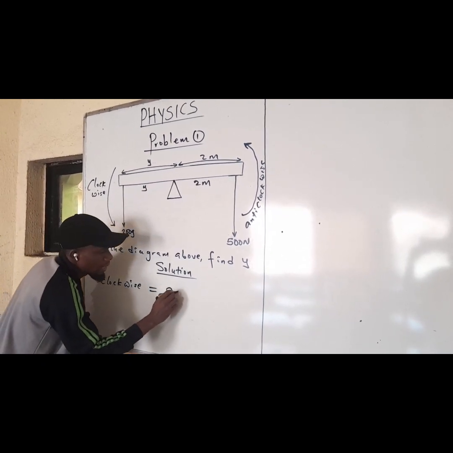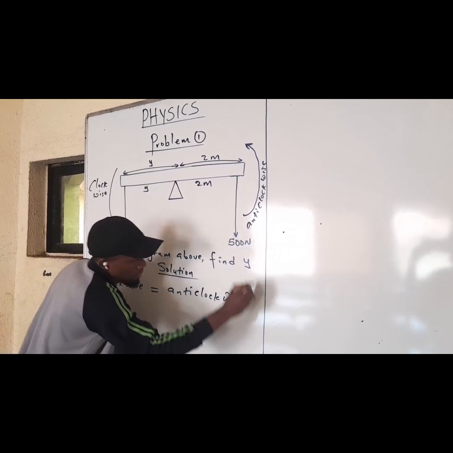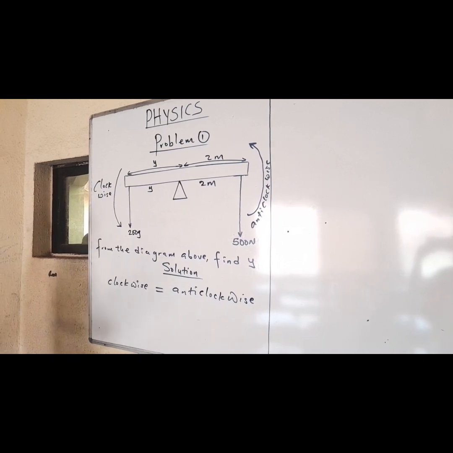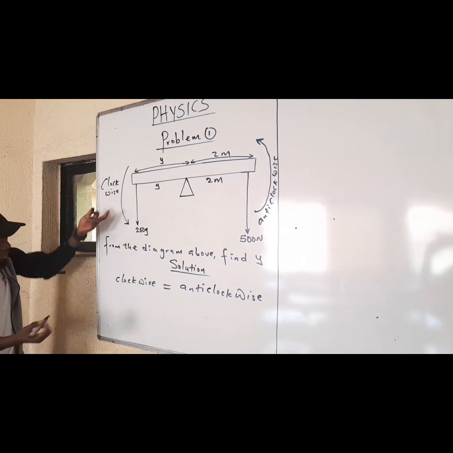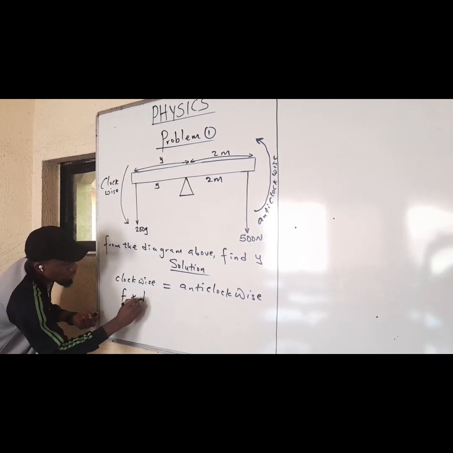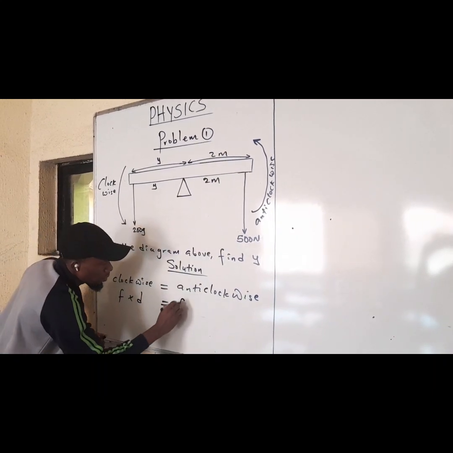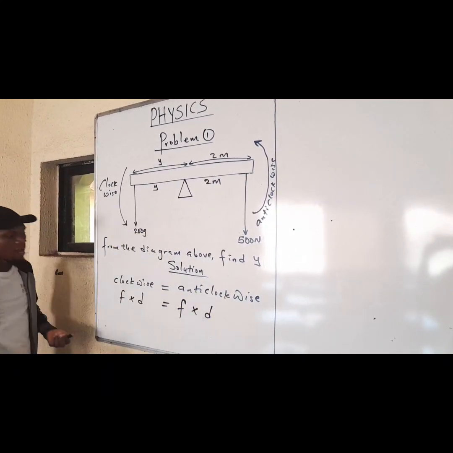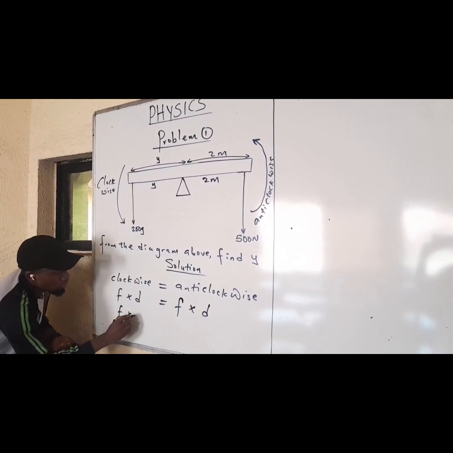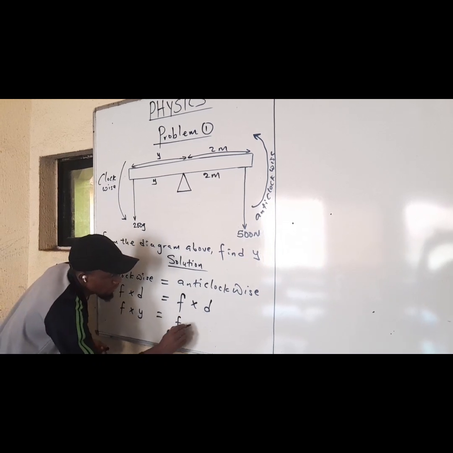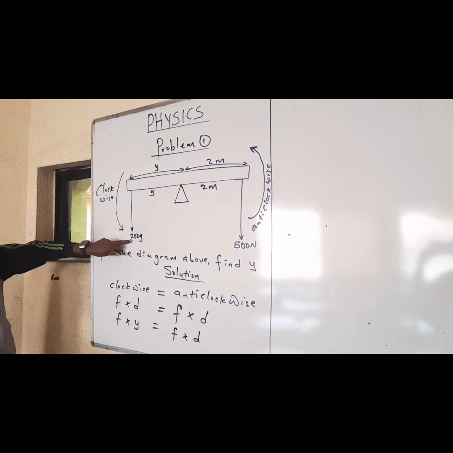So with that, my principle of moment is that my clockwise moment is equal to my anti-clockwise moment. My clockwise, which is this, I have force times distance, which is equal to my anti-clockwise, which is this part. I still have force times distance. I'm looking for this distance, this Y. So my F times Y is the same thing as my force times distance.